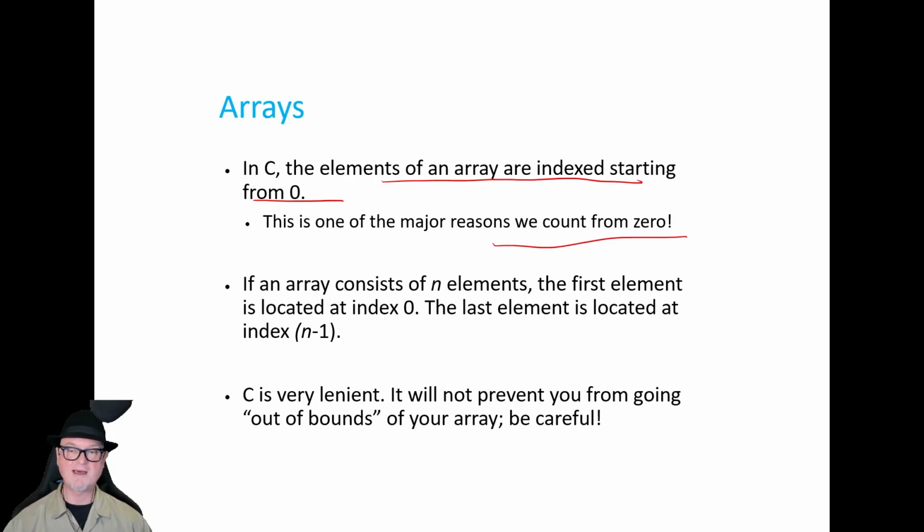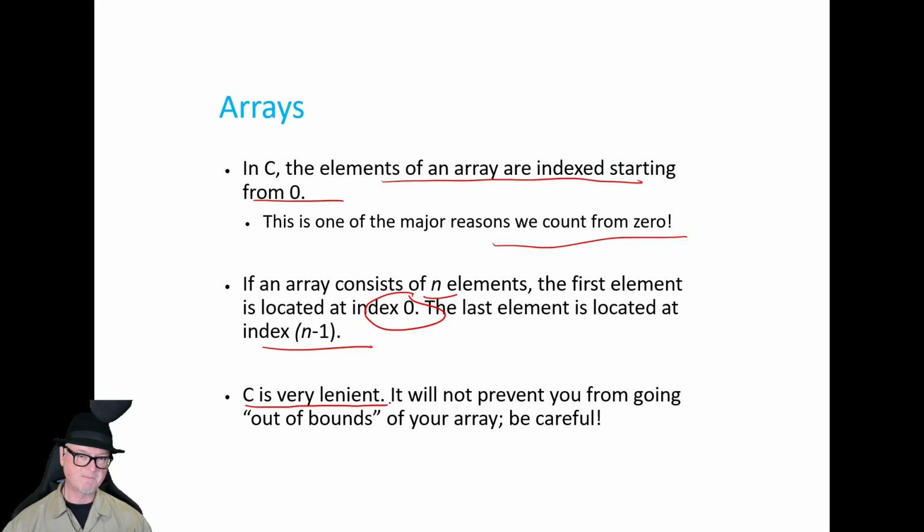Not all languages do that, but a lot of the traditional ones do, and it's a way of thinking you get used to. Now, if an array has some number of elements, it could be arbitrary, like n elements, the first element will always be located at index 0, and the last element is always addressed at n minus 1, the number of elements minus 1. Why? Because we start at 0. So this makes very, very good sense.